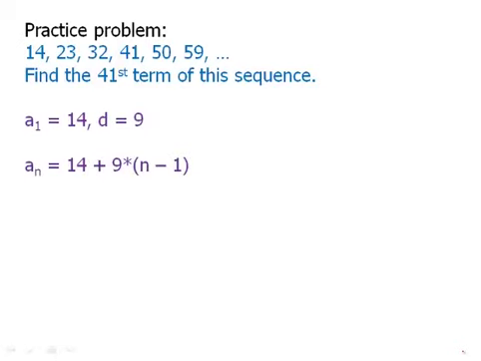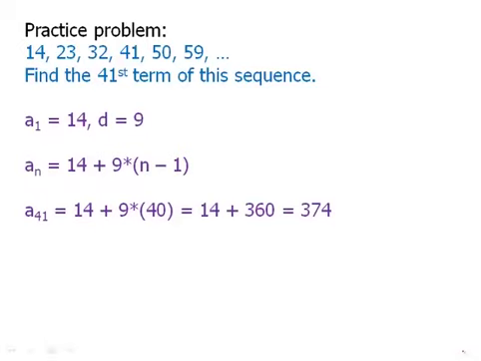This is the general formula. If we want the 41st term, we plug in n equals 41, so we get 14 plus 9 times 40. 9 times 40, of course, is 360. Add 14, we get 374. 374 is the 41st term on the sequence, the 41st term on the list.